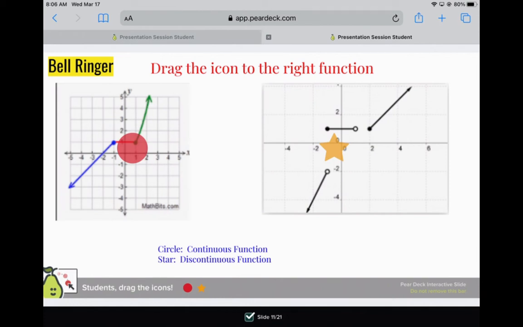The circle is on my left and the star is on my right. Okay. All right, so that's what we covered last time.